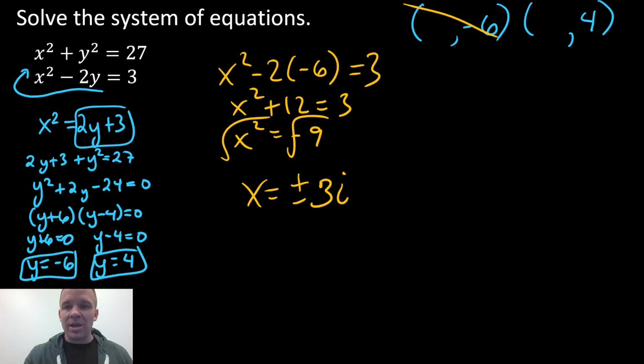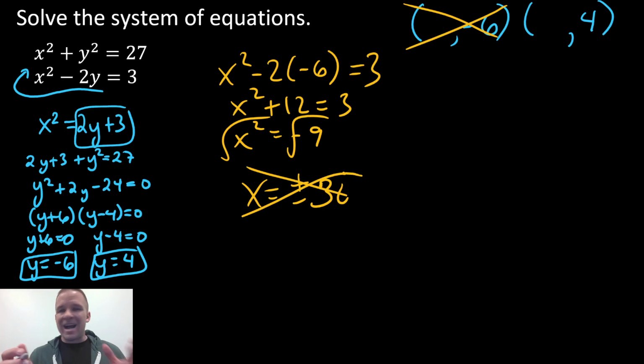So this is not going to be a real answer here, not a workable solution, because we're looking for where these graphs intersect. That's really what the solution to a system is: where they intersect. So that one's not going to work. So cross it out.